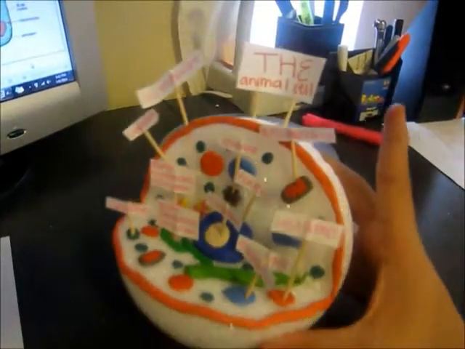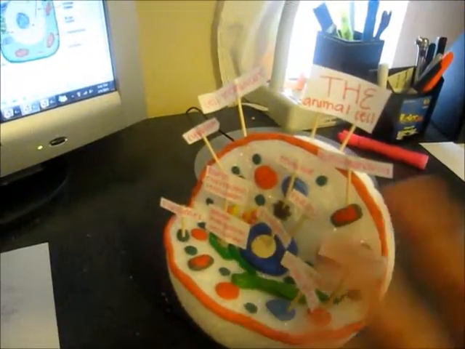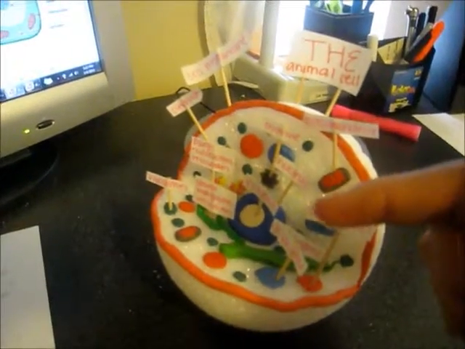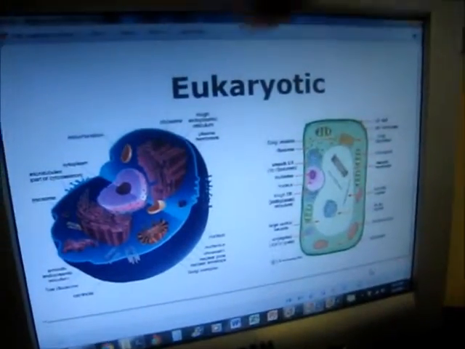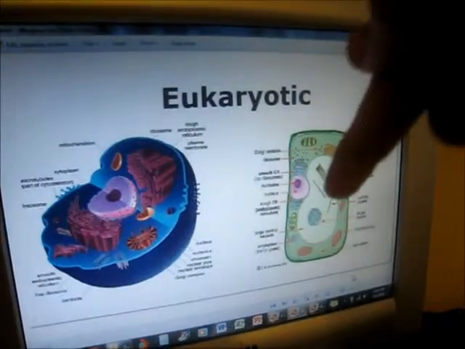Now that I explained this whole cell, let me give you a quick fact. The quick fact is, even though I already explained the animal cell, there's another type of cell. There are two kinds of cells that we classify as eukaryotes. Eukaryotes are just cells that have a nucleus, meaning that it has a brain. The animal cell is one of them. Here is ours, the animal cell, and here is the plant cell.